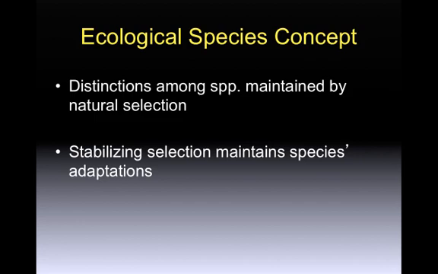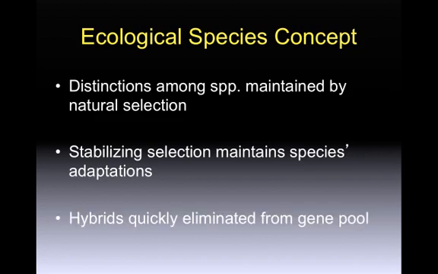Another way of looking at species is what's called the ecological species concept. And so in this case, we're actually going to maintain species identity based on what kinds of activities the different species do in the environment, based on the niche. So niche is a very, very important term in ecology. A niche refers to a species' ecological role in the environment, or their ecological job in the environment.